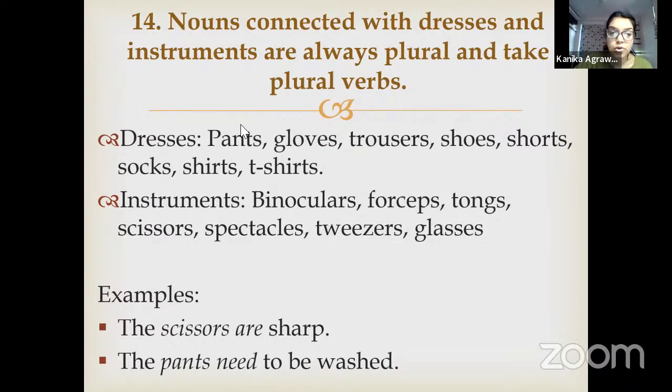Okay. So you got the meaning, like what comes under dresses and what comes under instruments. So they are always plural. For example, the scissors are sharp. You won't say the scissors is sharp. The pants need to be washed. You will not say the pants needs to be washed. No. They are plural, so a plural verb will be used: are, need, were. Okay? Clear?